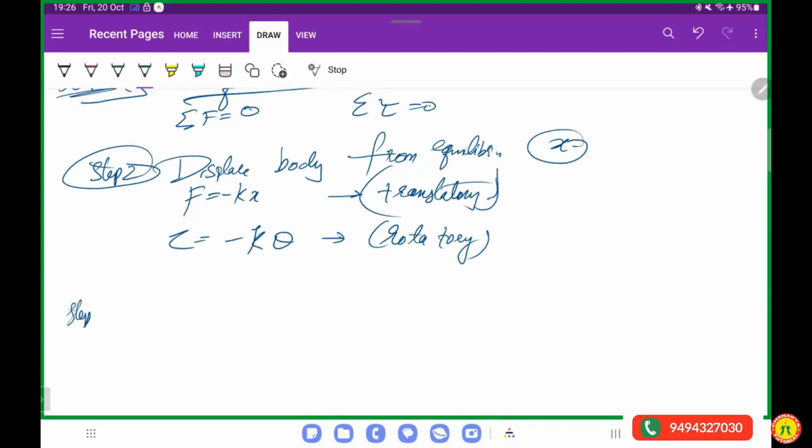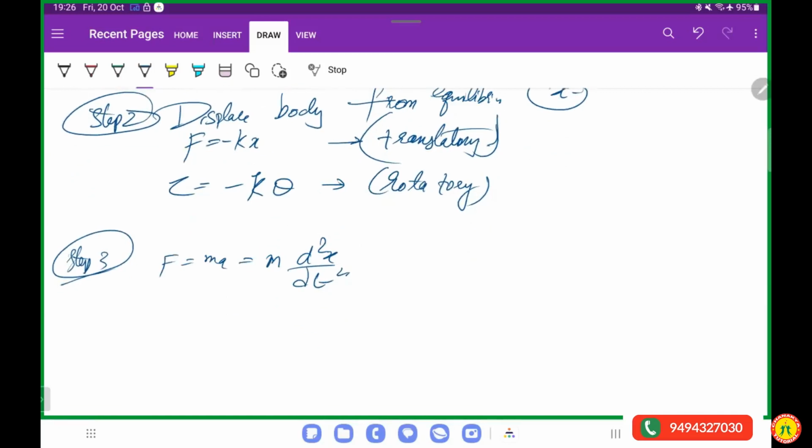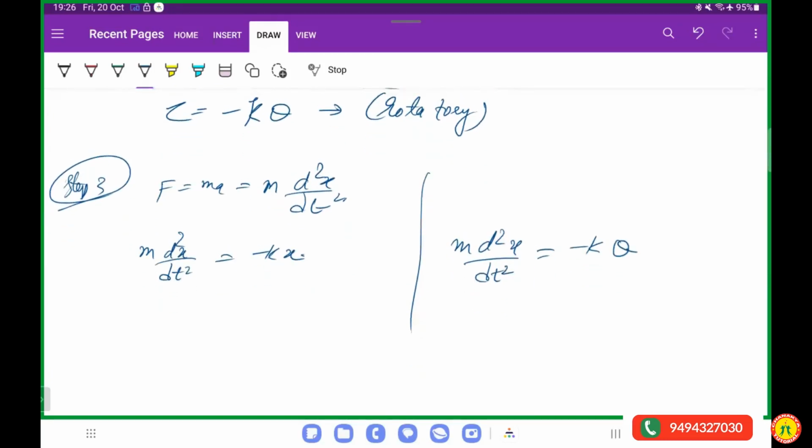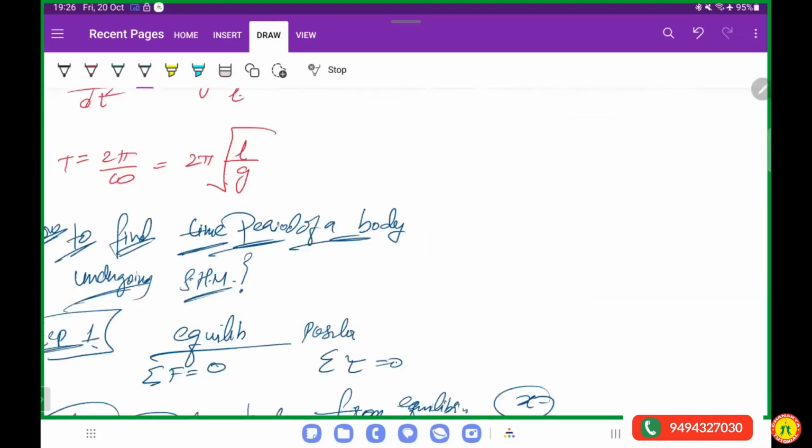That's it. Step 3. F equals ma, so a equals d square x by dt square. So we will use this one with that. M d square x by dt square equals minus kx, and m d square x by dt square equals minus k theta. Then we'll do all the remaining work which is required. Then last step, just substitute as I did before here also. While deriving what I did, same thing.